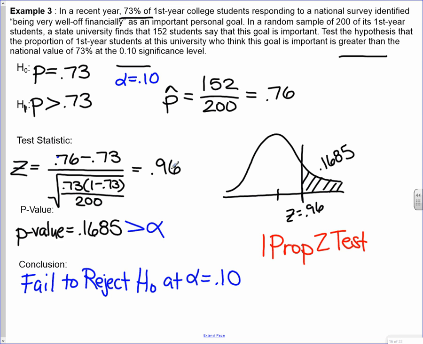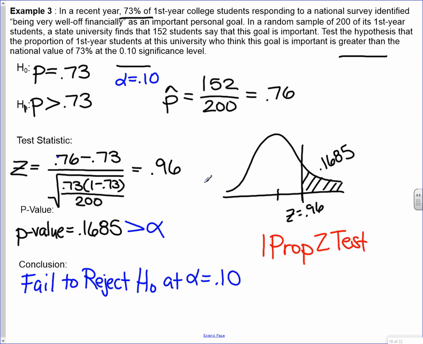But here we'll show you how you can just use this one proportion z-test in your calculator to get your p-value. So it says in a recent year, 73% of first-year college students responding to a national survey identified being very well off financially as an important personal goal. So then you took a sample of 200 people, 152 said that they think that goal is important.